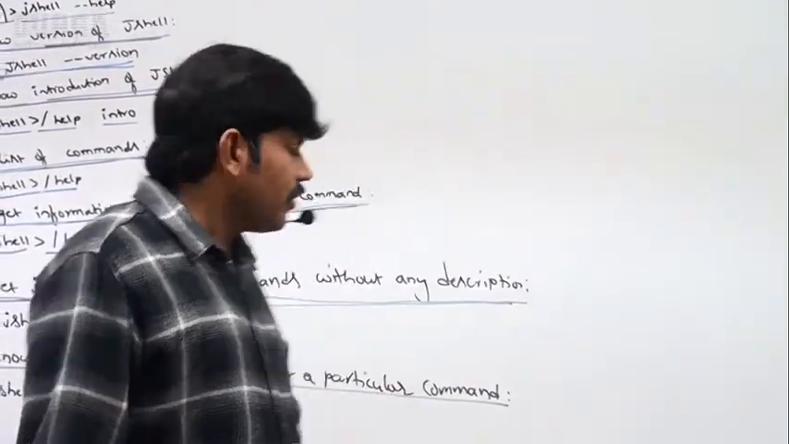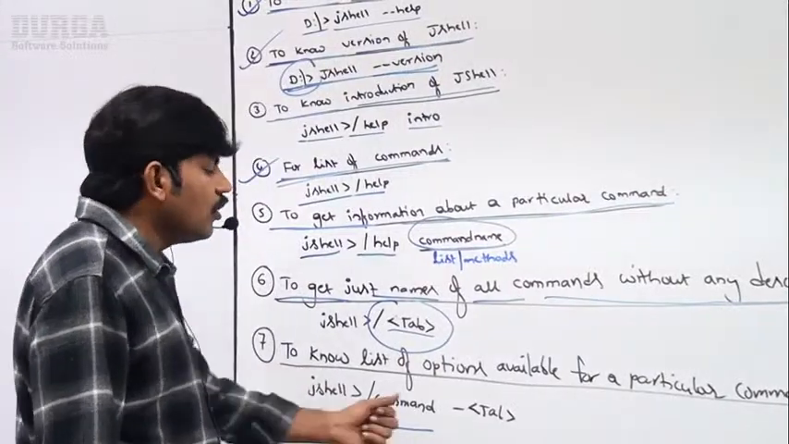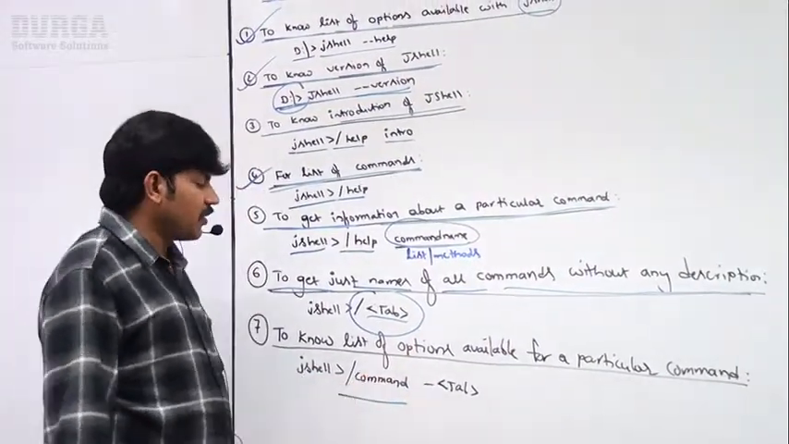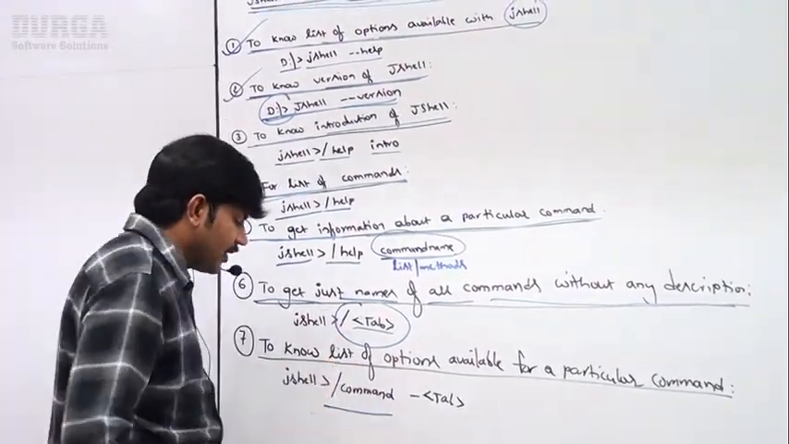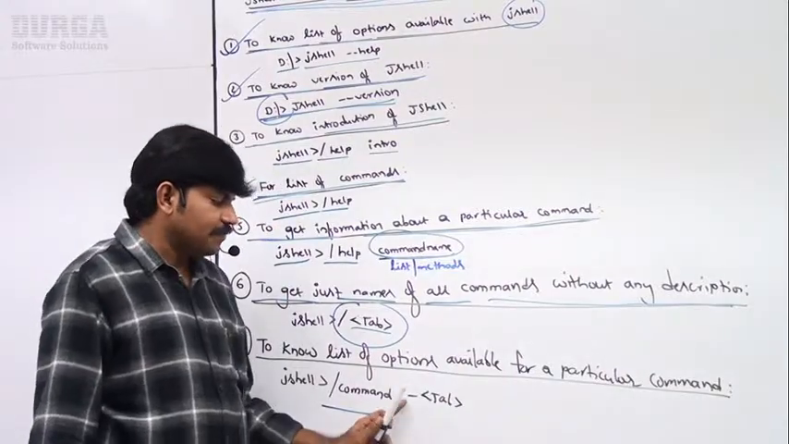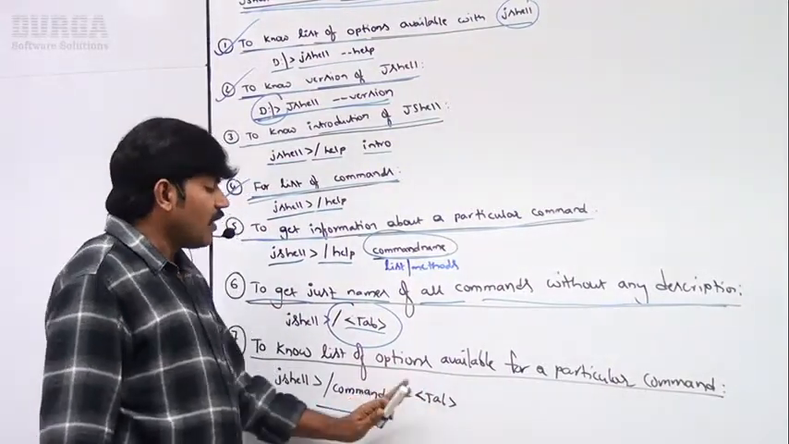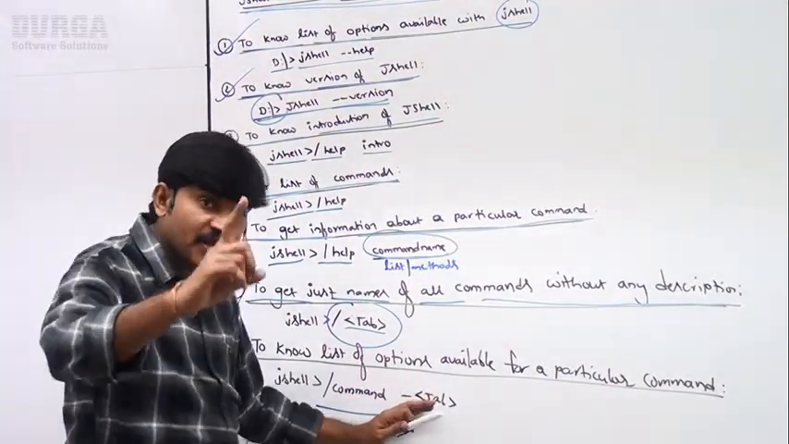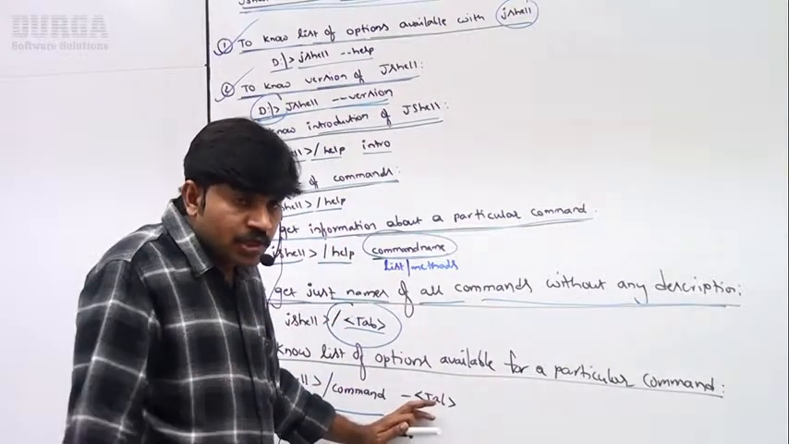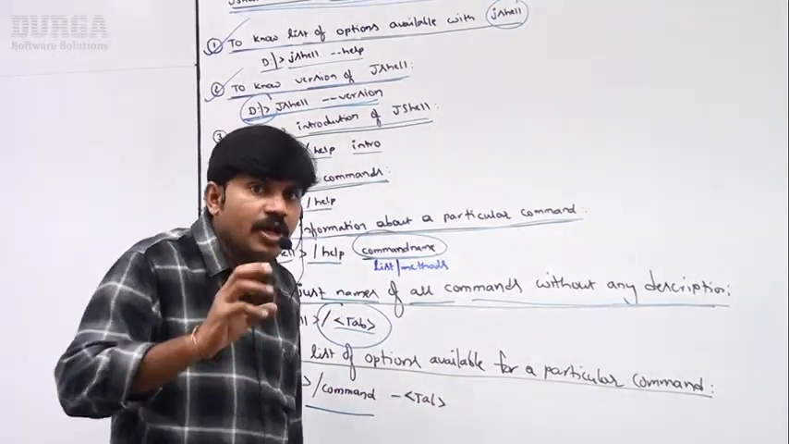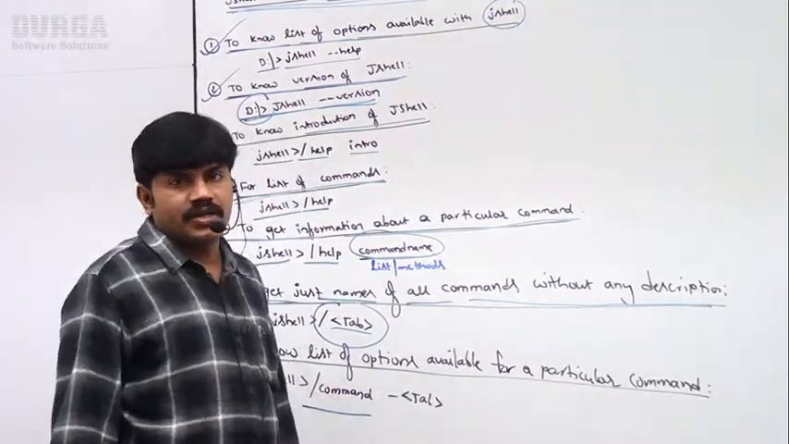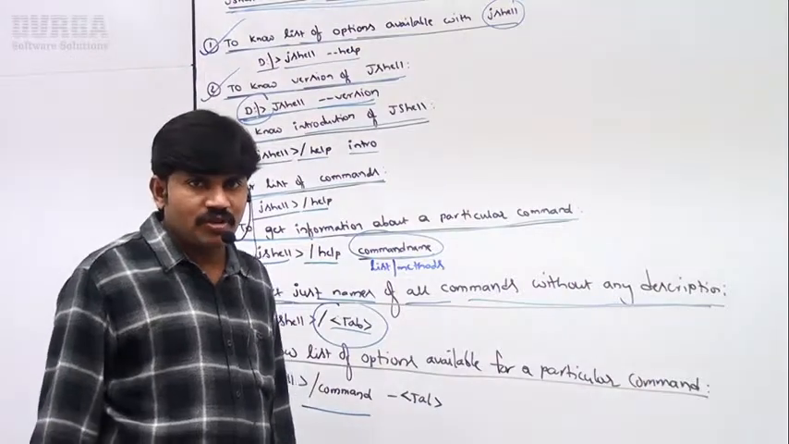Observe that. If you want to know what options are available for a particular command, type slash command, hyphen, tab. Again the tab key. Now all options you will get by default. If you press tab again, synopsis. If you press tab again, you are going to get the complete documentation of this command, sir. That's all. Are you in a position to understand, right?